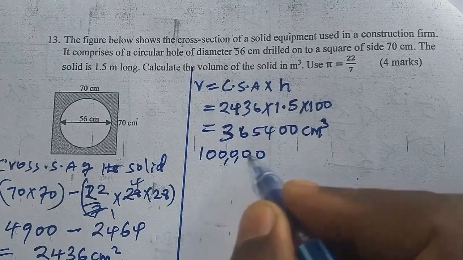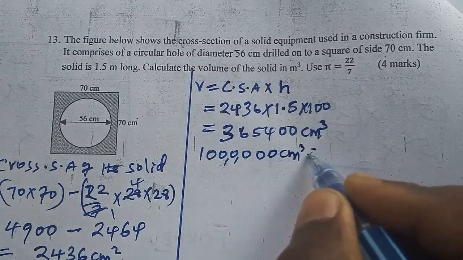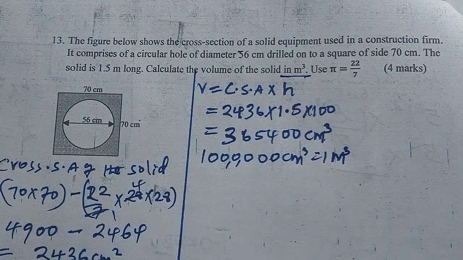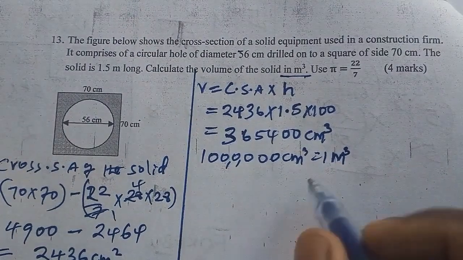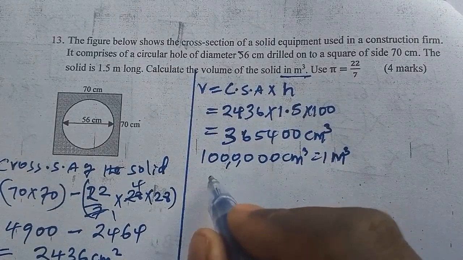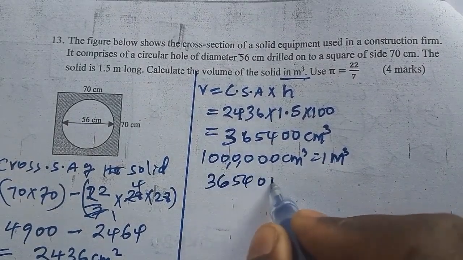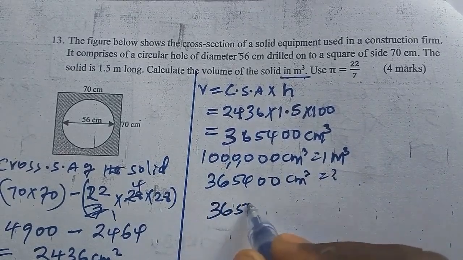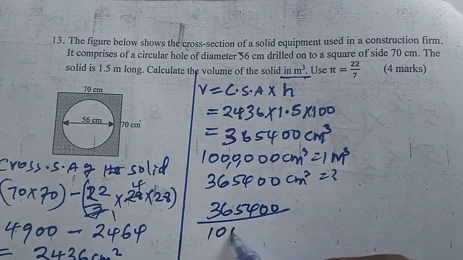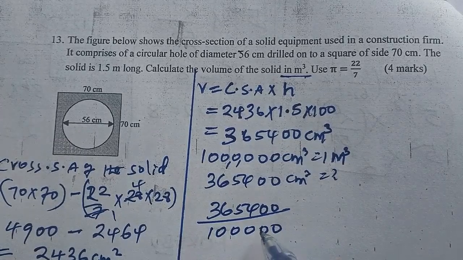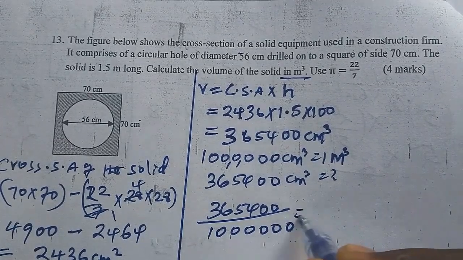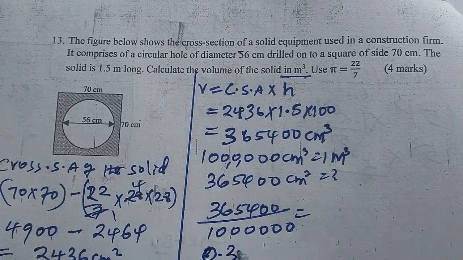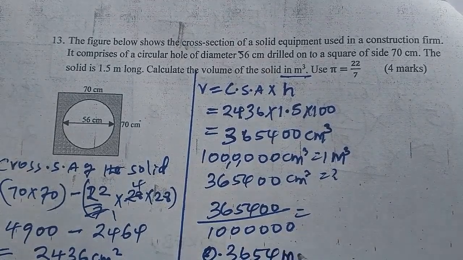But we know that 1 million centimeters cube is equal to 1 meter cube. We can convert this now to meters because the answer was supposed to be in meters cube. So we will ask, what about 365400 centimeters cube? So that is 365400 divided by 1 million. And the answer is 0.3654 meter cube. And you are done.